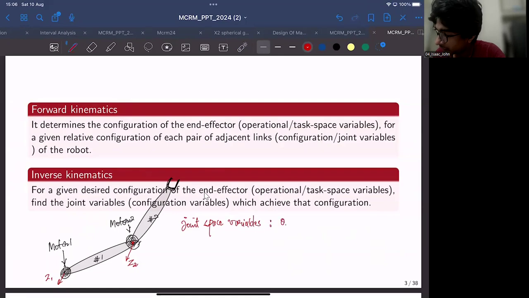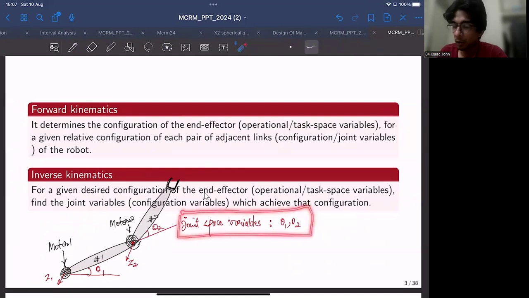So these are, for example, theta 1, theta 2 that can fully describe or fully define the configuration of a robotic manipulator. For example, if you consider this to be theta 1, the angle link 1 makes with the base, and theta 2 is basically the relative orientation between link 1 and link 2, right? So these are the joint space variables, the number of inputs required to fully describe the entire configuration of this manipulator, right?